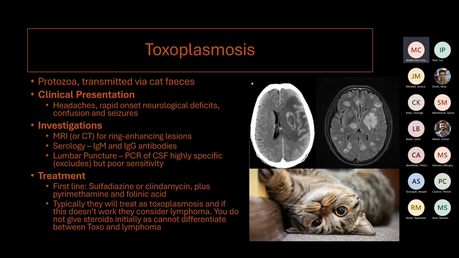You can treat for toxoplasmosis, so you do the house method. You prove it by treating it. What is the treatment that we give? What's first line? Anyone know?